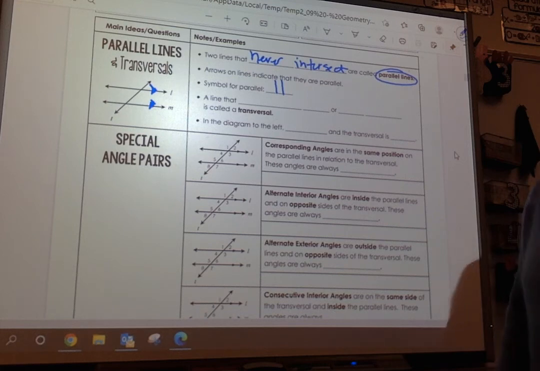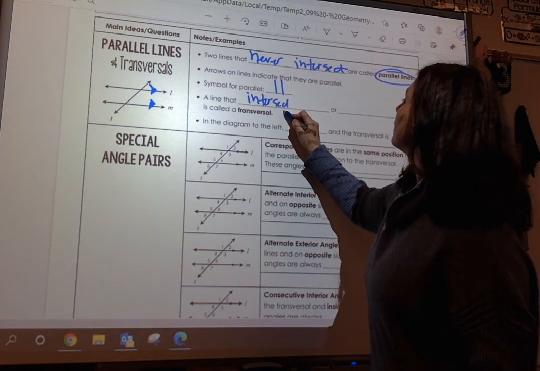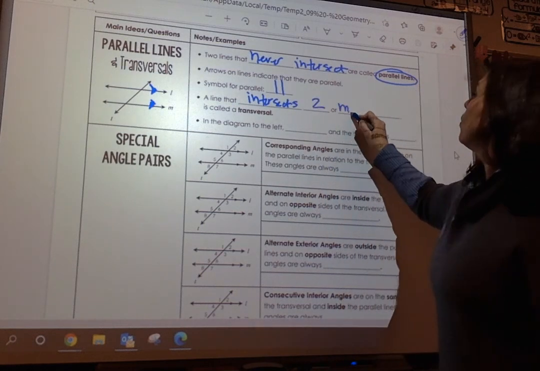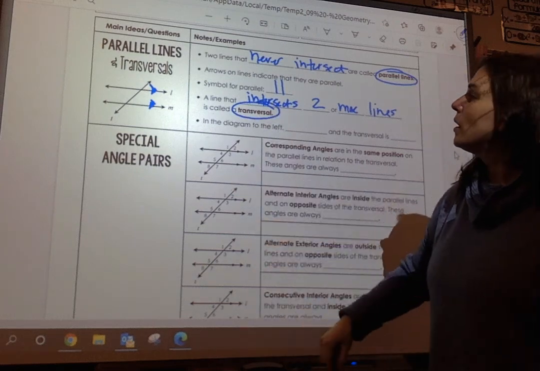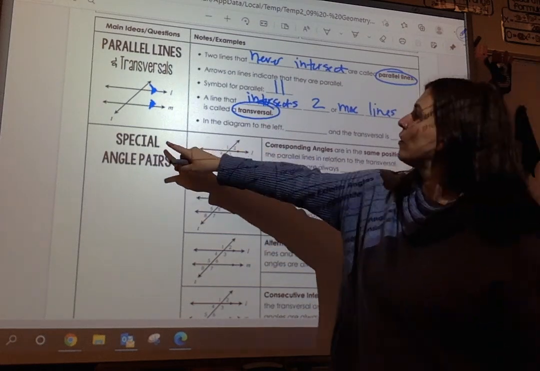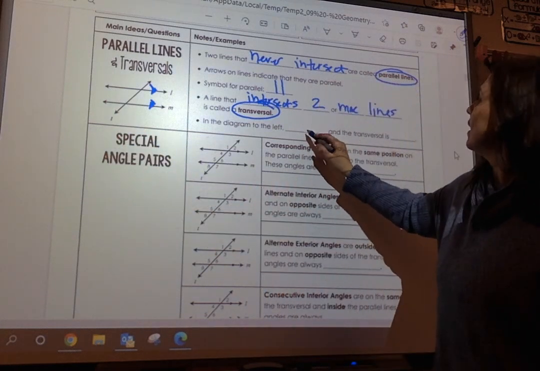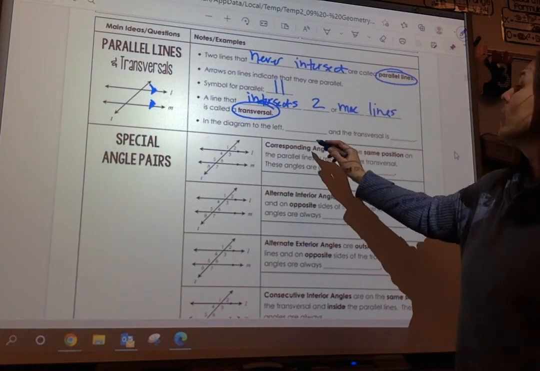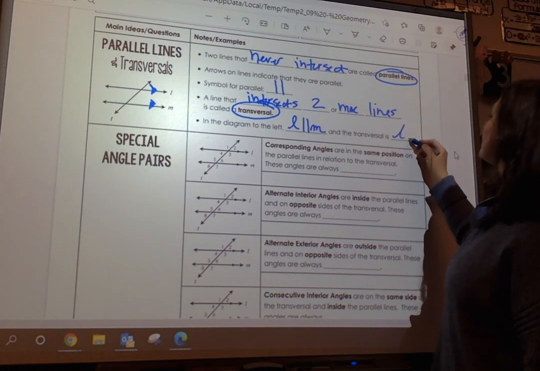All right, so a line that intersects two or more lines is called the transversal. So in this diagram to the left, t is going to be the transversal. So l is parallel to m, and the transversal is t.